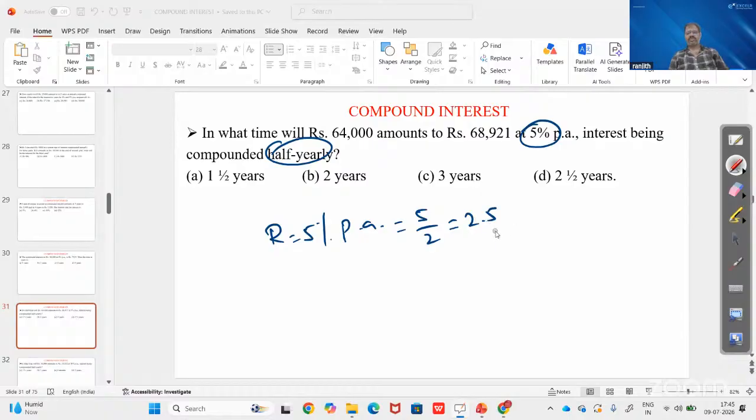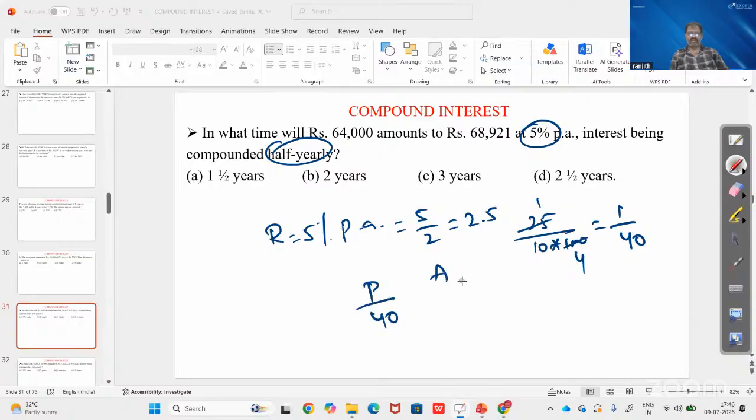So how can we write 2.5? 25 by 10 percentage is nothing but by 100. 25 ones are 25, 25 fours are 100. So that will be equal to 1 by 40. So where principal equal to 40, amount will be equal to 41. Just look at the value.